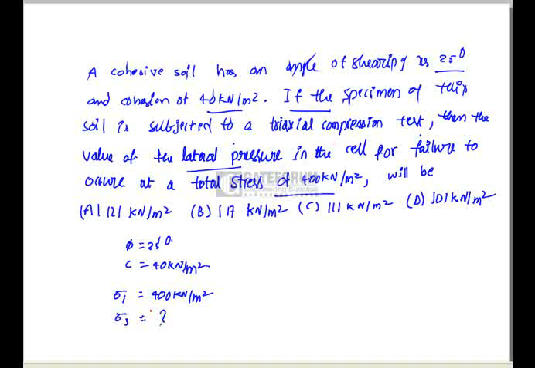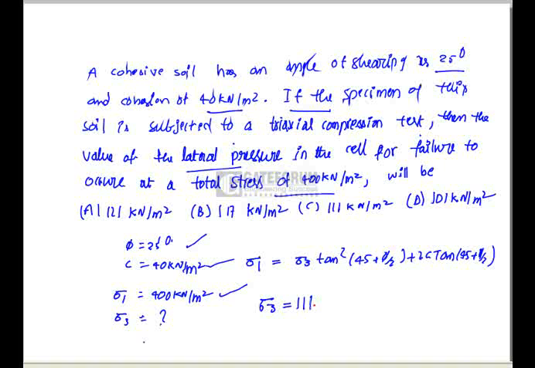In a triaxial compression test, we know sigma 1 is equal to sigma 3 into tan square 45 plus phi by 2 plus 2c tan 45 plus phi by 2. By substituting these values in the above equation, we find that sigma 3 is equal to 111.38 kilonewton per square meter. By simple mathematical calculations, we will come to that value. Option C is correct.